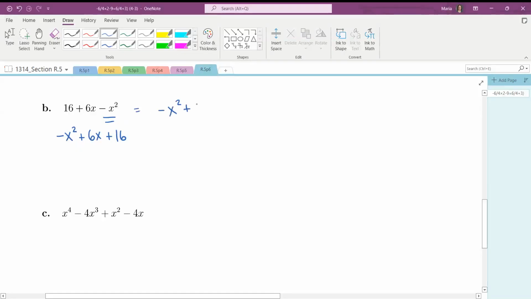All right, so this is what we're working with. We've got negative x squared plus 6x plus 16. Now we can attempt to factor it. Always check for a common factor first. At first glance, you may not think that there is one.